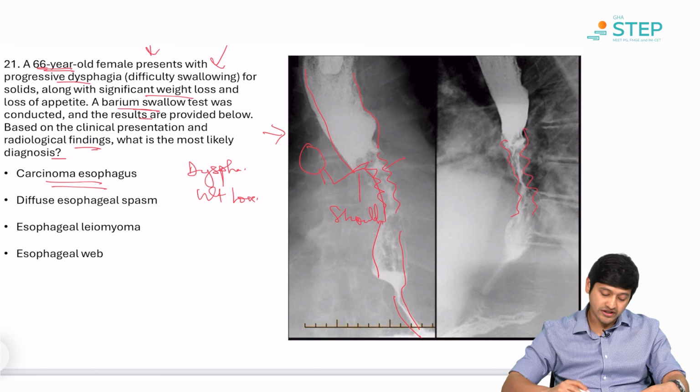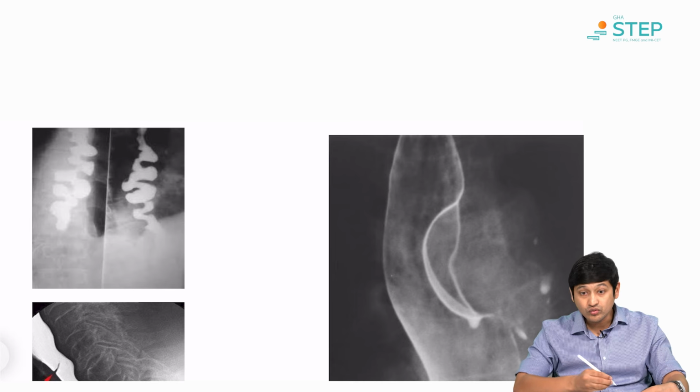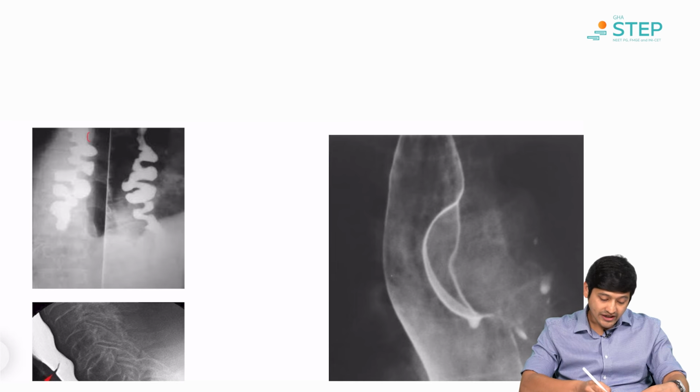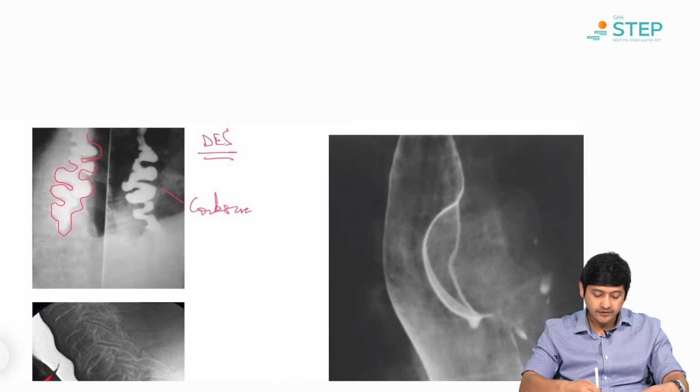So no doubts about that. When you have diffuse esophageal wall spasms, you will get something that looks like a corkscrew appearance of the esophagus. So DES, diffuse esophageal spasms, or a corkscrew appearance, all right.